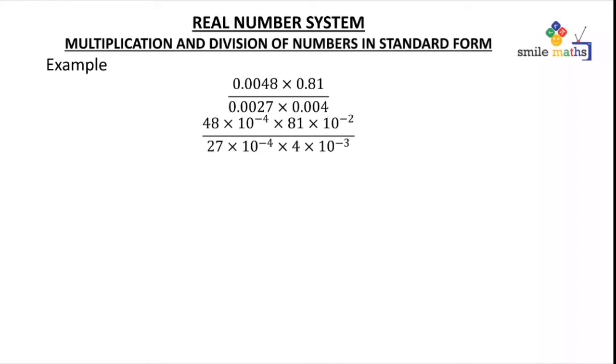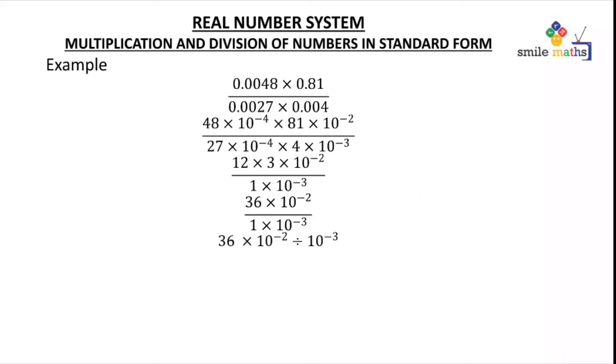27 goes into 81 thrice, then 4 goes into 48 12 times. So this gives us 12 times 3, and also we can cancel out 10 to the power negative 4 up and down. So we are going to be left with 12 times 3 times 10 to the power negative 2 all over 1 times 10 to the power negative 3. And this gives us 36 times 10 to the power negative 2 all over 1 times 10 to the power negative 3. And because we are dividing, we can say that we have 36 times 10 to the power negative 2 divided by 10 to the power negative 3.